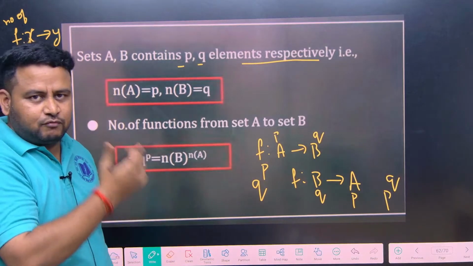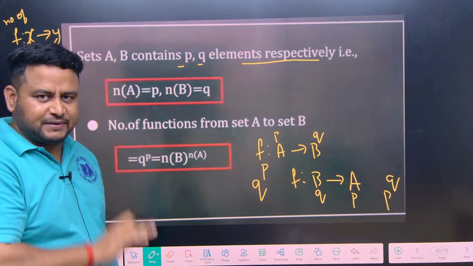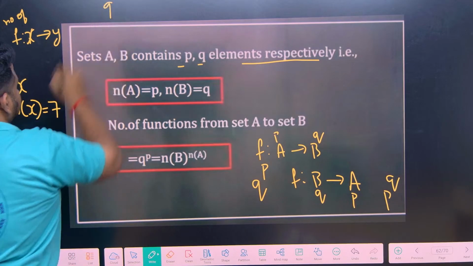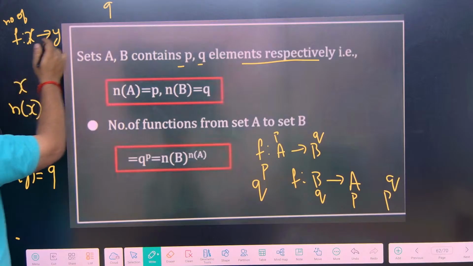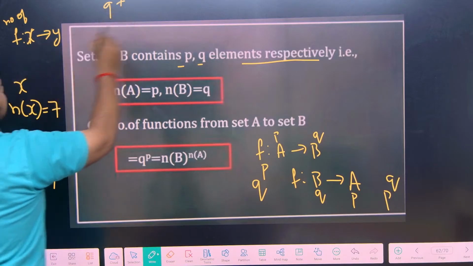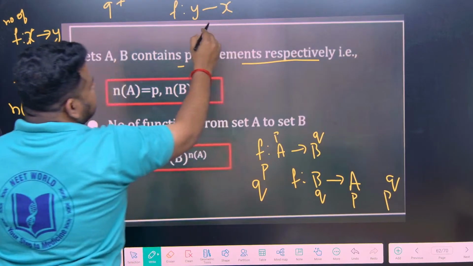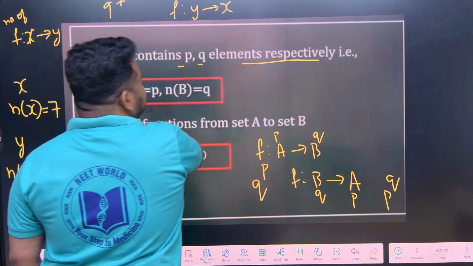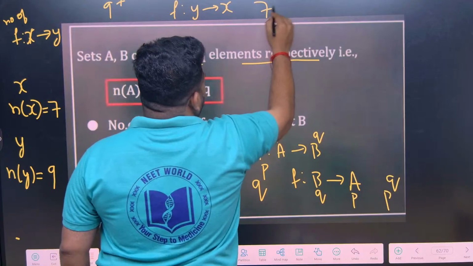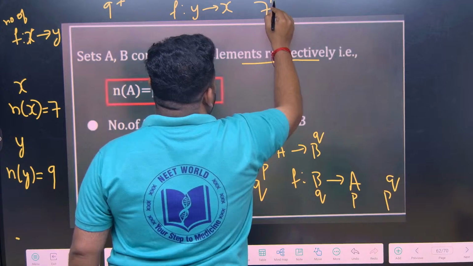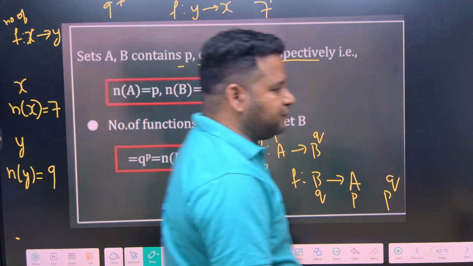Whatever the number of elements in Y should come at the base. Y, what is the base? The number of elements of Y is 9, to the power of what? The number of elements in X, that is 7. So 9 to the power of 7. Same thing if the function is from Y to X: X has 7 elements, that should come at the base, and Y has 9 elements, that should come at the power. So 7 to the power of 9.